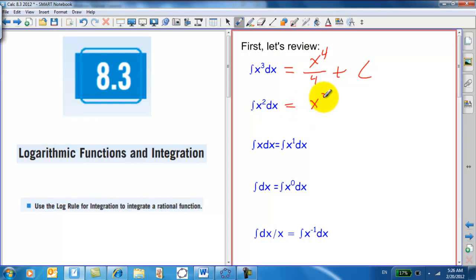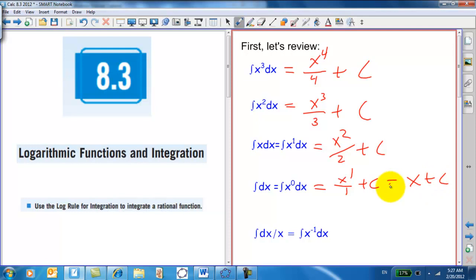X squared would be x cubed over 3 plus some constant of integration. X, which would be x to the 1st, would be x squared over 2 plus some constant of integration. Even x to the 0 would be x to the 0 plus 1, which is x to the 1st over 1 plus some constant, which is basically x plus c. Remember, the antiderivative of dx is just x.